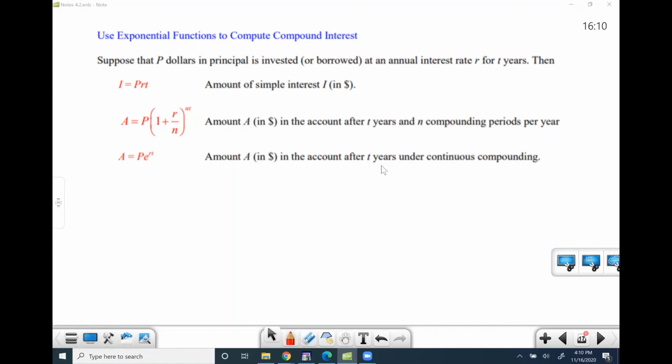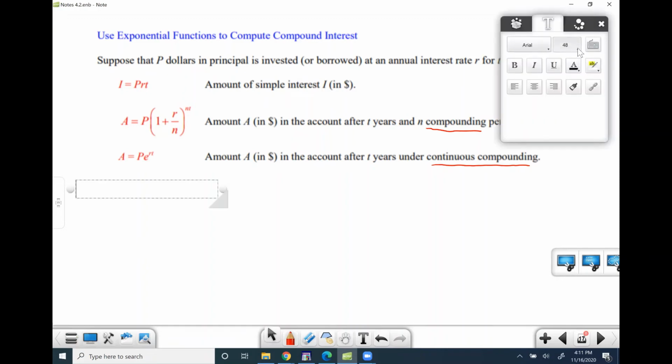So if somebody says you have compound interest, make sure you use this formula. If somebody says continuously compounded, then you're going to use the bottom one. So the important words are just compound versus continuously compounded, okay? I'm going to go over each piece in the formula so that you understand what everything stands for. So A is always going to be the amount in the account after T years, okay?